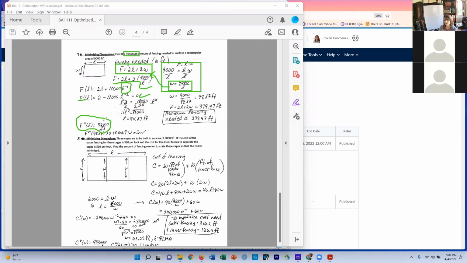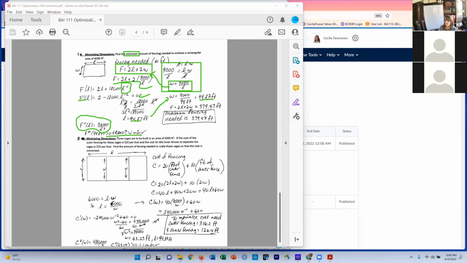So the second derivative is 36,000 over L cubed. And when I put in a positive number into that, I get a positive out of it. So it's concave up, so it's a minimum. So that means that I've now found the minimum length. That doesn't answer the question. So I'm going to go put that up in here and get the W. And now I have the W.